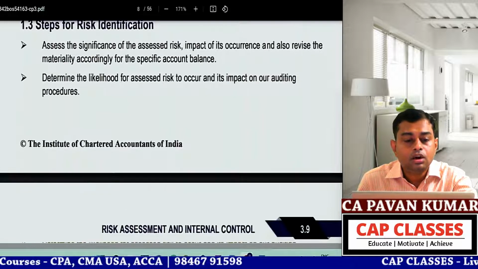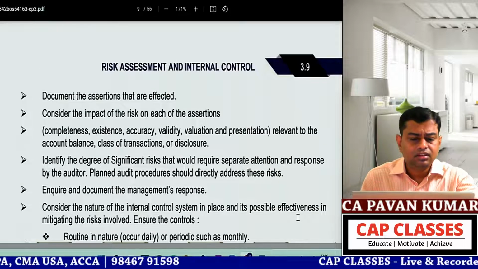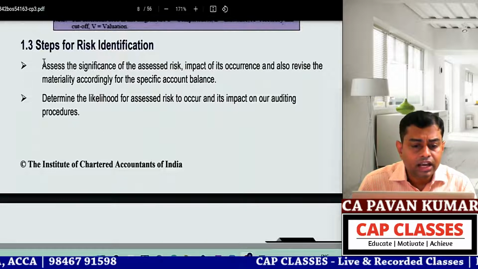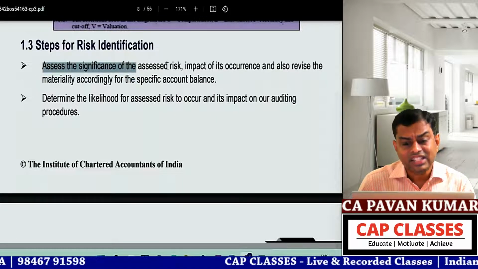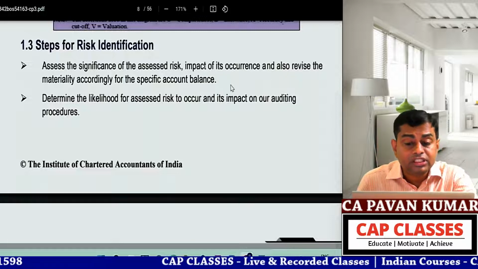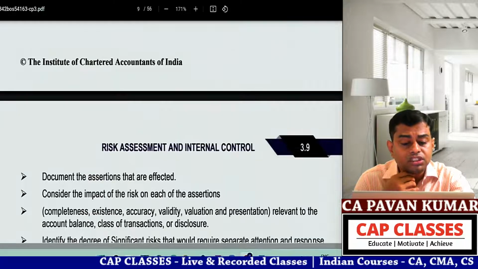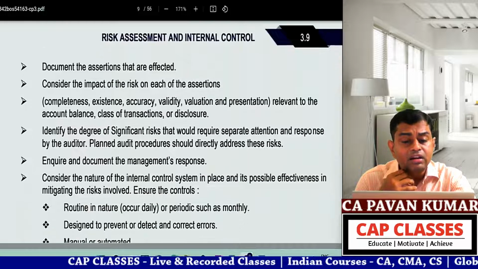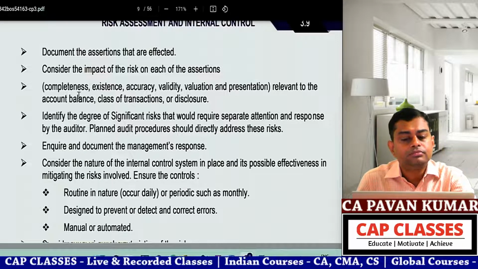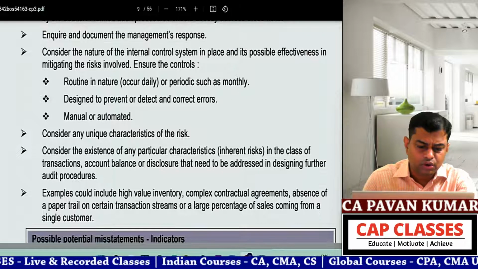Okay. Then steps for identification of risk. They have given so many things like this. So we'll not read all these things line by line. I'll give this work to you. Assess the significance of assessed risk, impact of its occurrence, also revise the materiality accordingly for the specific account balance, determine the likelihood of assessed risk to occur and its impact on auditing procedures, document the assertions, consider the impact, completeness, existence, accuracy, validity, valuation, presentation relevant to account balances, identify degree of significance. So they have given some bullet points which you can read yourself.